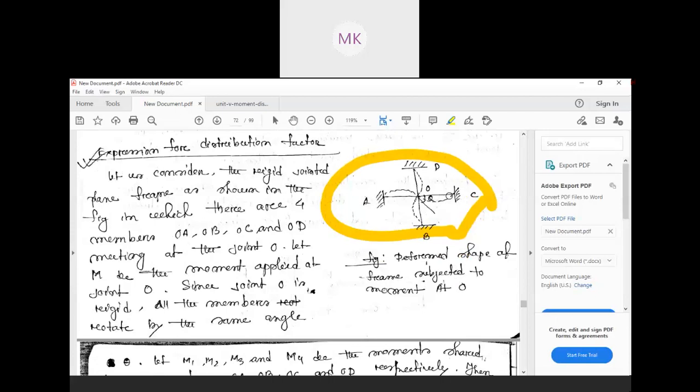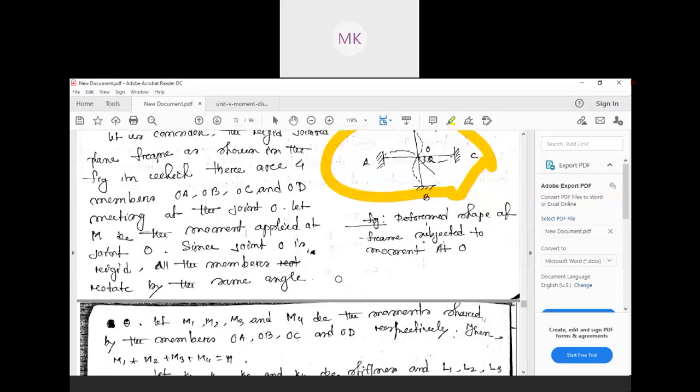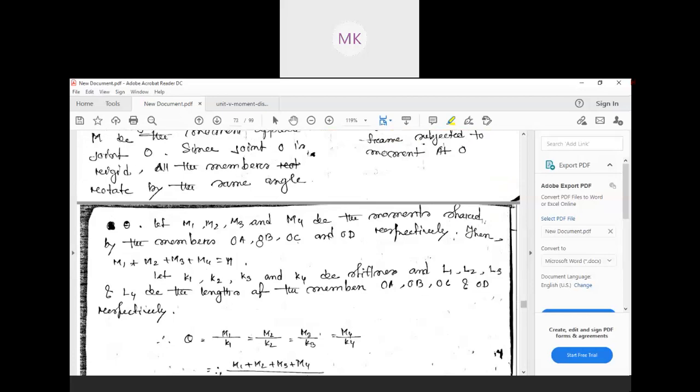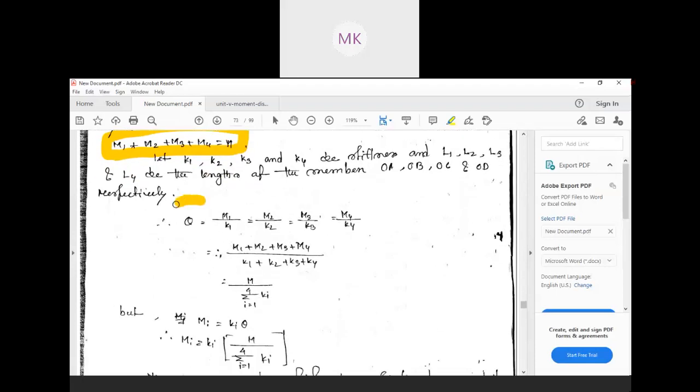This is a frame where four members are connected: OA, OB, OC, and OD. If we consider a moment M applied at the joint O, and all the members rotate by the same angle theta, then this moment is given by M1, M2, M3, M4, which is nothing but the total moment M. It is distributed among all the members. Similarly, if we need to find the stiffness, what the deflection is, then also we need to use this formula: theta is equal to this.